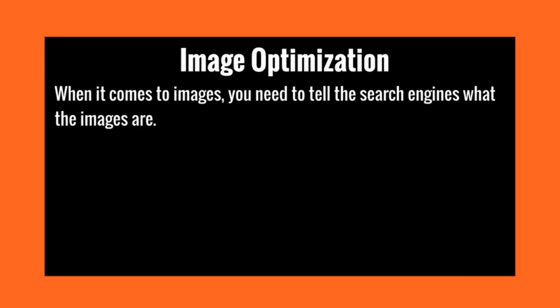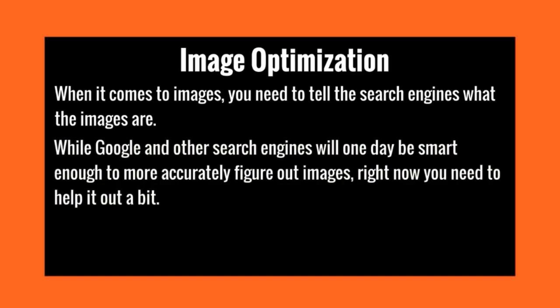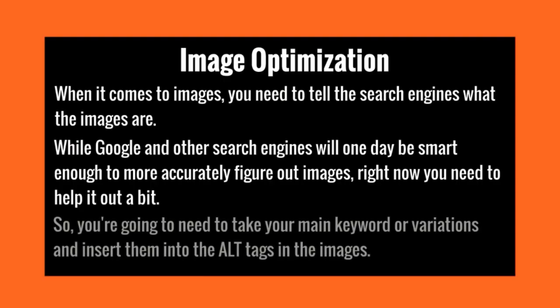You see, when it comes to images, you need to tell the search engines what the images are about. They're not really going to know off the bat what the images are. Now, there are ways that Google can figure out the image, which we'll talk about in just a second. Maybe one day search engines will be smart enough to figure out what images are about, but right now, you need to help them out just a little bit. Give them the kickstart that they need.